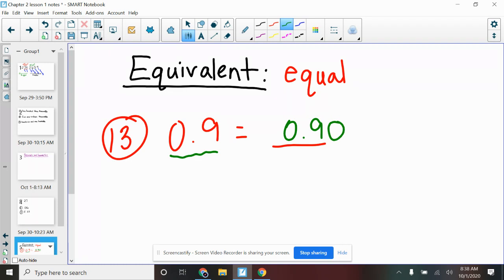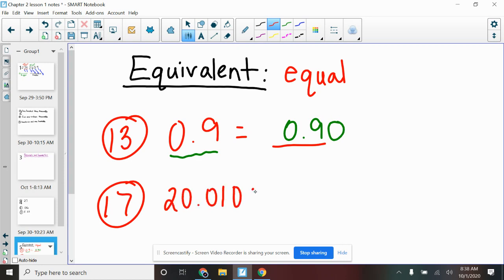So that was one way you could do it, by adding a 0 to the end. Or the other option was like on number 17. So for number 17, Sophia, what's it say? It's 20.010. Okay, that's what they gave you to start with.